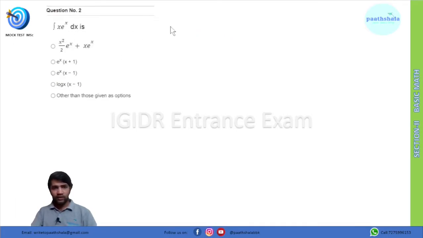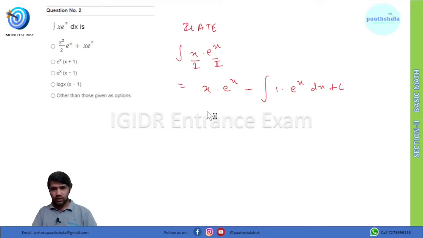So here we have to find this integral. By the ILATE rule, you know this thing, x into e to the power x: the algebraic function x will become first, and e to the power x will become second. Now apply integration by parts. So this will be x into the integration of e to the power x, which is e to the power x, minus the integral of d/dx of the first, the differentiation of x is 1, and the integration of e to the power x is e to the power x, dx, plus c. So this will become x e to the power x minus e to the power x plus c. When you take e to the power x as common, this will become e to the power x into x minus 1, plus c. So if we go by the choices, this is e to the power x, x minus 1. So this will be our option.